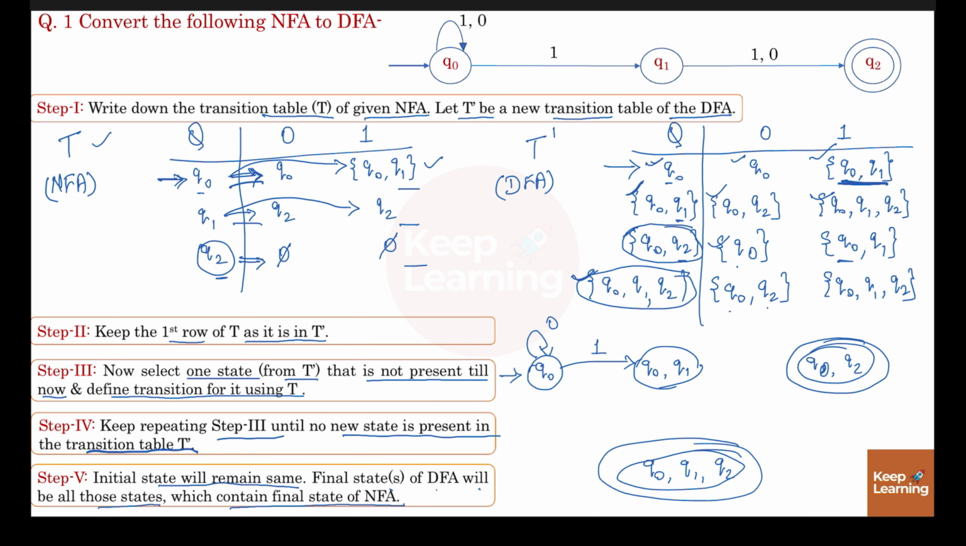From Q naught Q1, by taking 0 you will reach Q naught Q2, and by taking 1 you will reach Q naught Q1 Q2. From Q naught Q2, by taking 0 you are reaching Q naught, and by taking 1 you are reaching Q naught Q1. From Q naught Q1 Q2, by taking 0 you are reaching Q naught Q2, and by taking 1 you are reaching Q naught Q1 Q2 itself. So this is our final DFA corresponding to the given NFA.